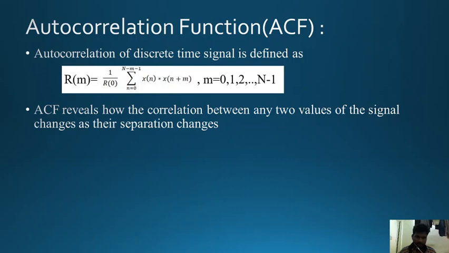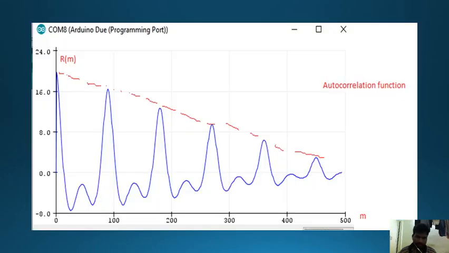Autocorrelation function. Autocorrelation of a discrete time signal is defined as R of m equals 1 by R of 0 into sigma n equals 0 to N minus m minus 1 x of n into x of n plus m, where m equals 0 to N minus 1. ACF reveals how the correlation between any two values of a signal changes as their separation changes. This is the output of a code. I'll show you the code now.